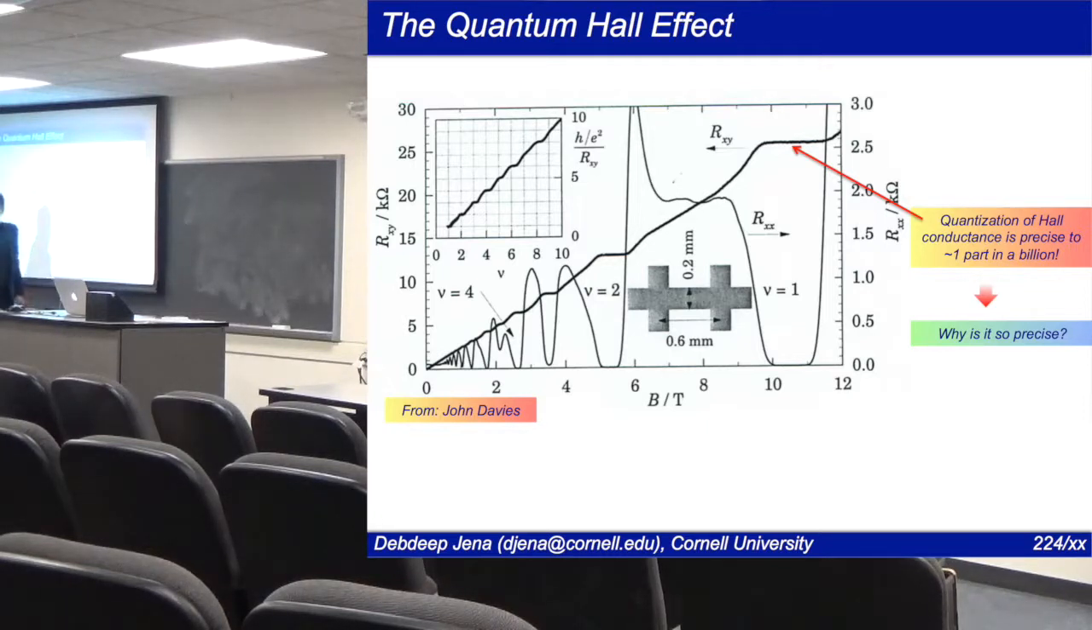Edwin Hall, in the 1870s and 1880s, had already found a simple classical reason why there will be a voltage: you have a magnetic field, you have a Lorentz force, electrons get slammed into one contact, and charge neutrality leaves positive charge on the other side, so there's a voltage difference because charge piles up. And so what happened in 1980 was that Klaus von Klitzing, in a high magnetic field lab in France, was measuring the transport in a silicon MOSFET with a 2D electron gas.